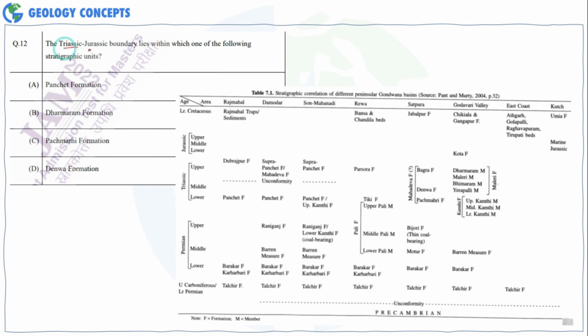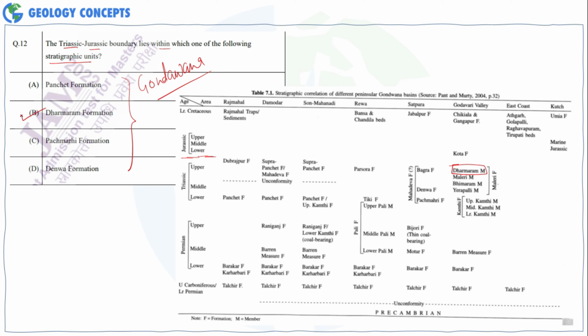Next, the Triassic-Jurassic boundary lies within which one of the following stratigraphic units? Now, one thing that is common in all of these formations is that they belong to the Gondwana sequences found in India. I have put a chart over here of all the stratigraphic formations of Gondwana basins in different parts. As you can see, we have to identify this boundary between Jurassic and Triassic, which is clearly being represented by Dharmaram formation here.